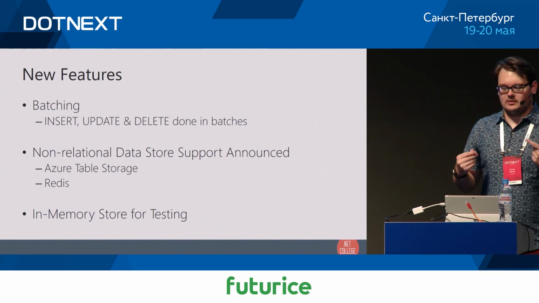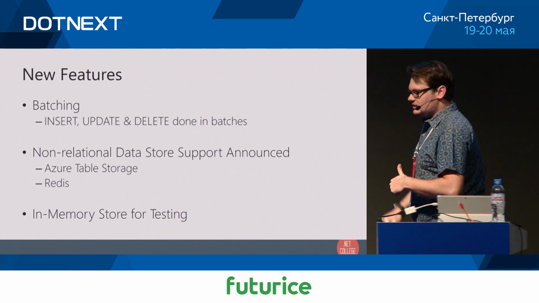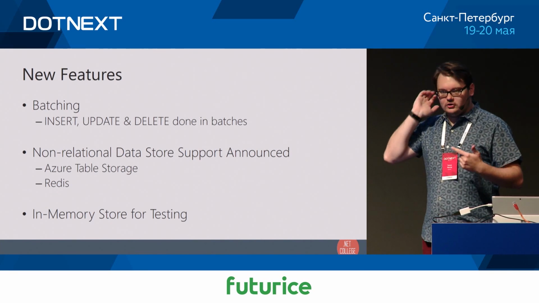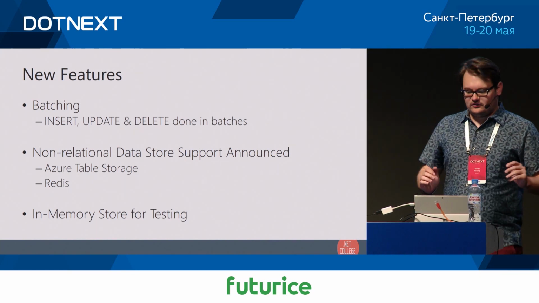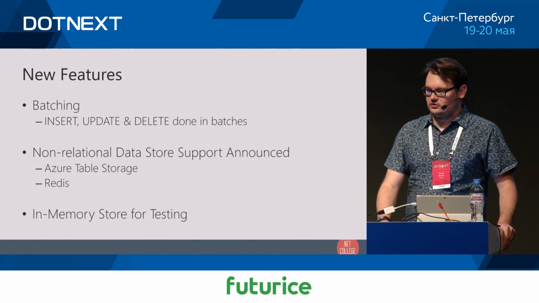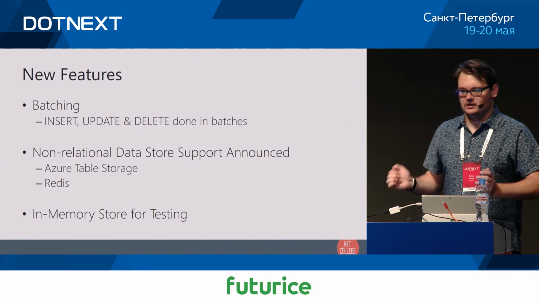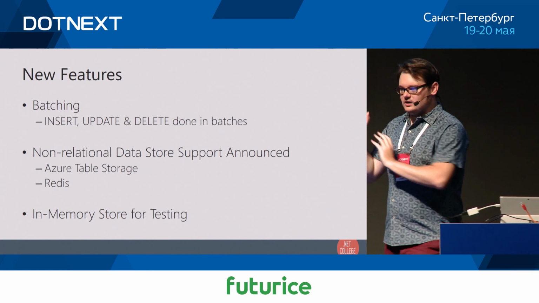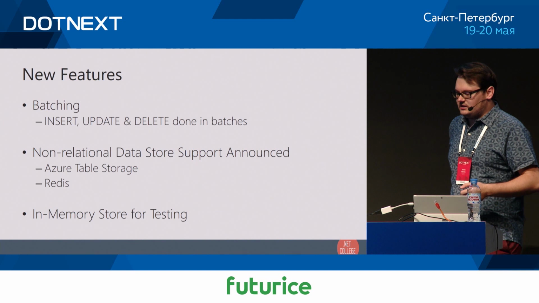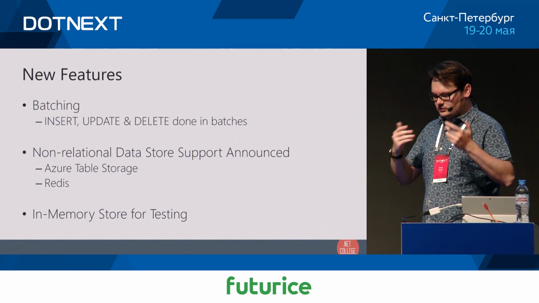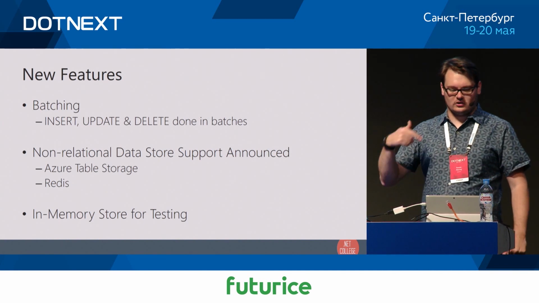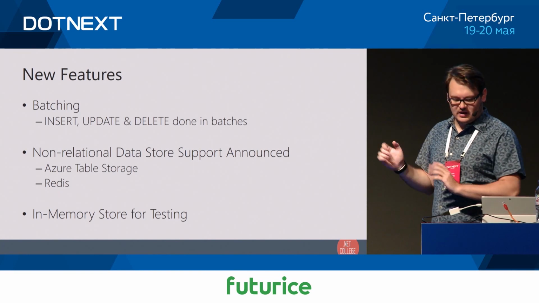Additionally, they announced support for non-relational data stores. It's not working yet, but Entity Framework Core was designed to support non-relational databases. So if you have a very simple application with only several records, you can use, for example, Azure Table Storage. It's not good for querying. You cannot filter by every column and sort by every column. You have to be very careful how to design the schema, the structure of the table storage database. But if you have something very simple, you will be able to use Entity Framework Core for querying Azure Table Storage or Redis or other non-relational databases.